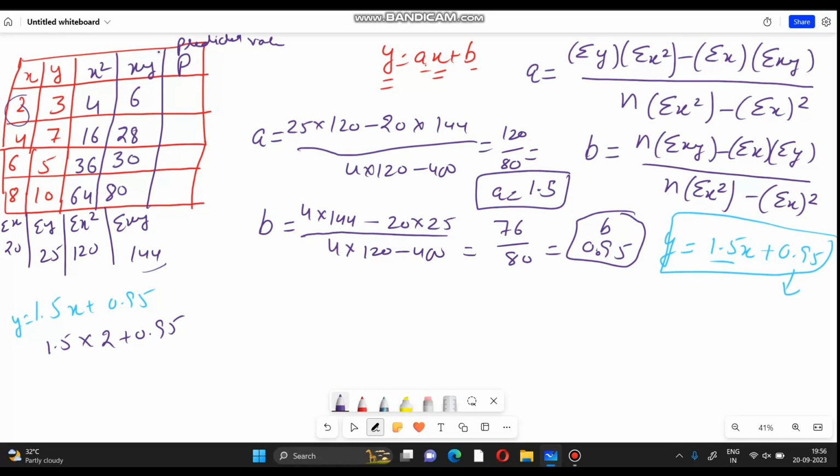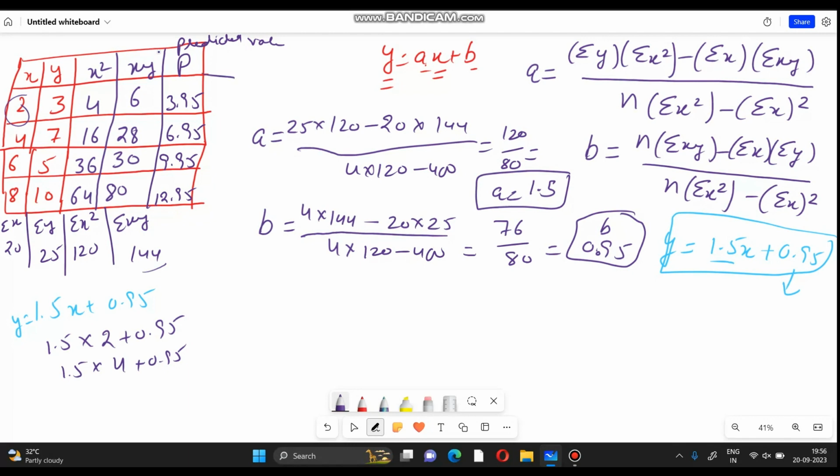So solving this equation, we get over here 3.95. Similarly for the second value, that is 1.5 into 4 plus 0.95, so here we will get 6.95. Similarly, keep on solving the values, we will get 12.95. So what is this? This is y, the predicted y.